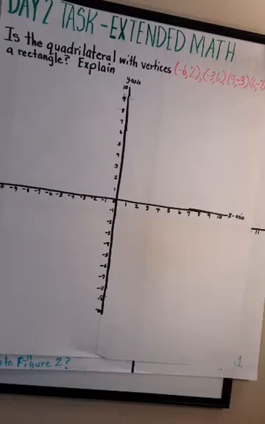You should have a sheet that I sent to you. A (-6, 2), a (-3, 6), a (9, -3), and a (6, -7). Plot those.